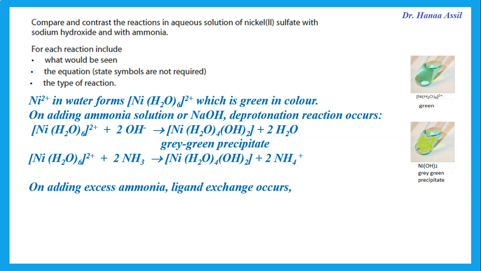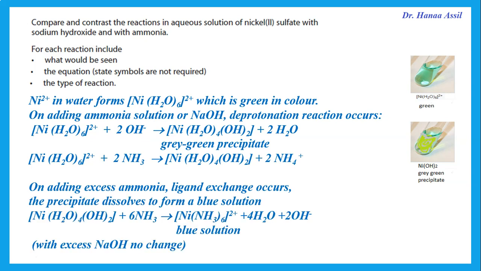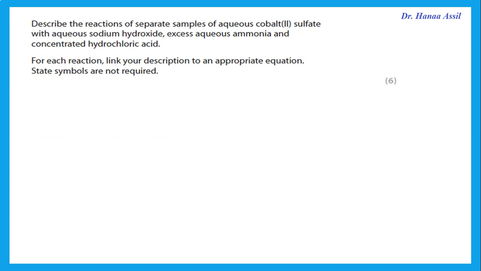And then on adding excess ammonia, there is ligand exchange. The water ligands are exchanged with ammonia ligands, and this forms a blue solution. Remember, the nickel 2 plus with 6 ammonia is a blue solution. With the hydroxide, nothing changes. The gray-green precipitate remains.